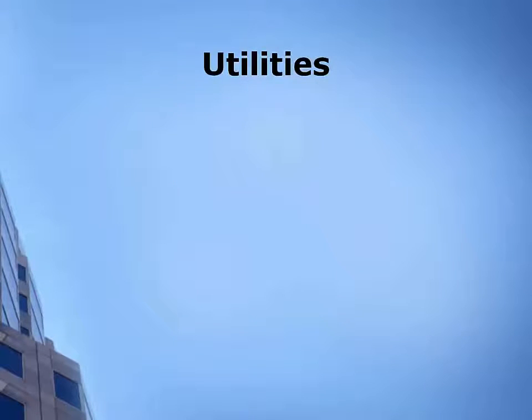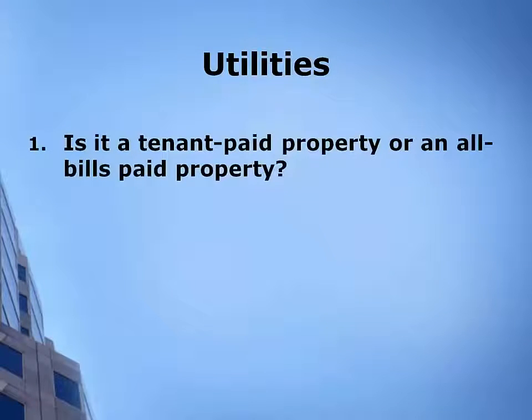Now let's talk about controlled expenses. First off, utilities. Now let's get some terminology straight here. Is it a tenant-paid property, or is it an all bills paid property? Okay, understand what that means. Tenant paid means that the tenants pay the utilities. All bills paid property means that you pay the utilities. All right, so the tenant just writes one check every month for his rent and his utilities, and you are responsible for paying the utilities.